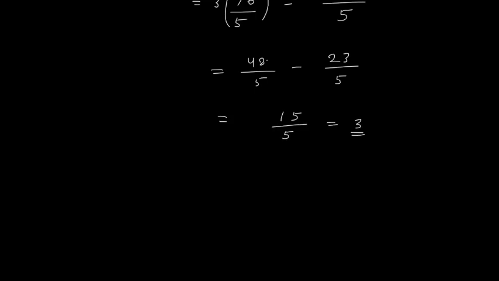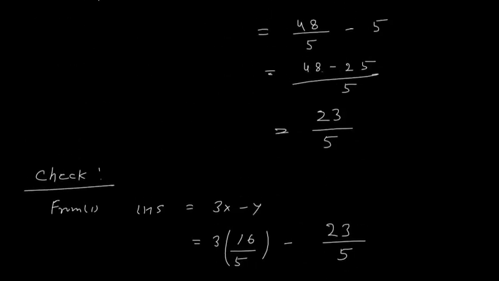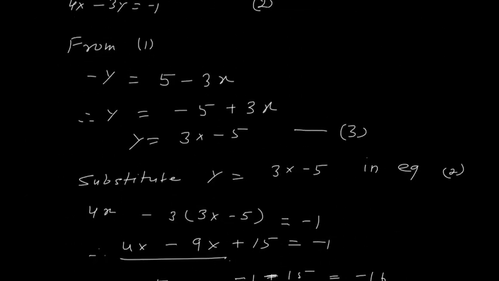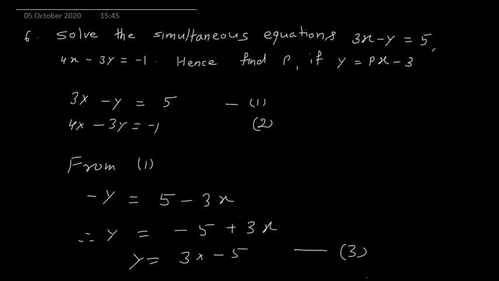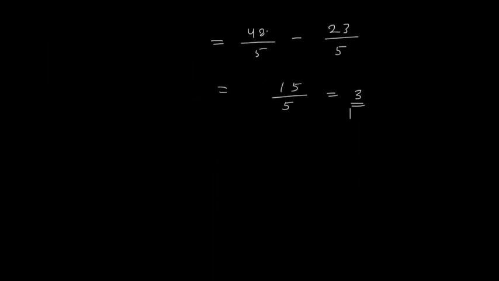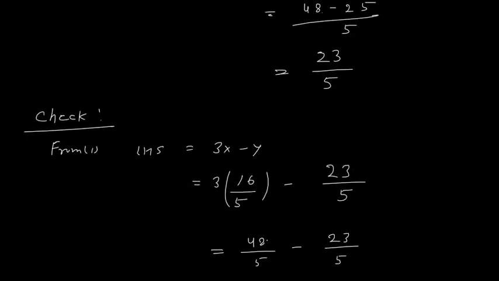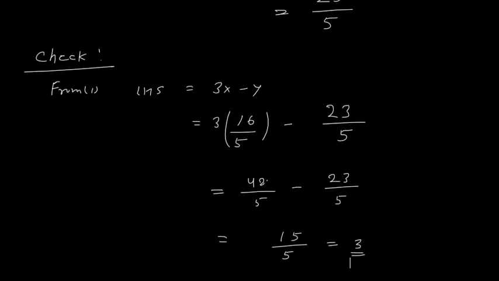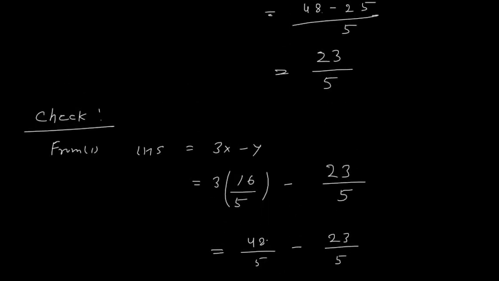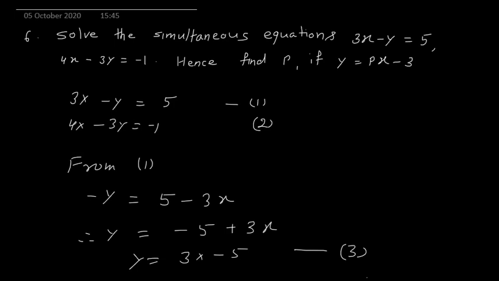So I got 3. Now what is given here? Equation 1: 3x minus y is equal to 5. So some problem is there. We are not getting 5. So let us cross verify where we have done the mistake. So here minus y is equal to 5 minus 3x. Then y will become minus 5 plus 3x. That is y is equal to 3x minus 5.